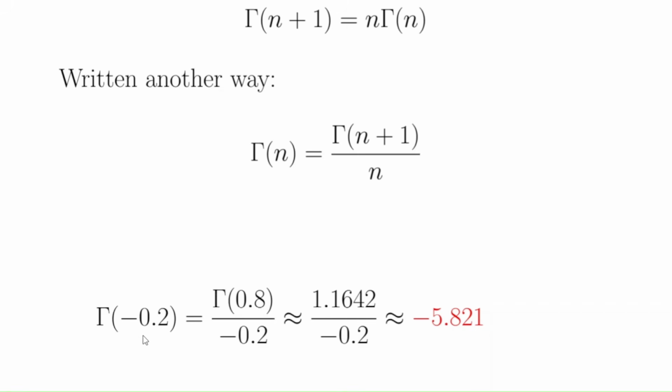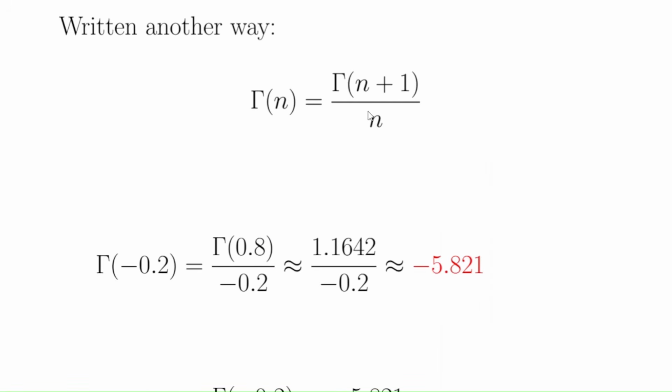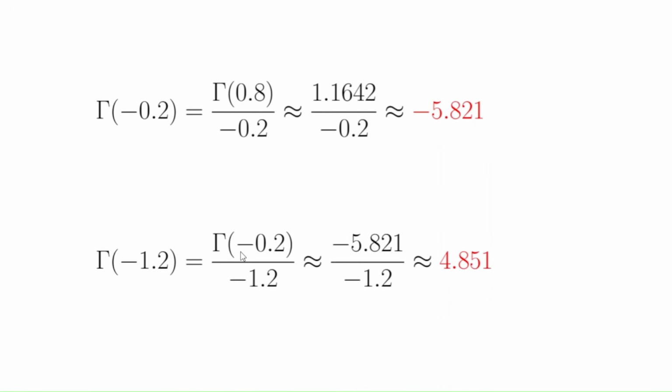Well, what we just did extended the definition of gamma to the numbers between -1 and 0. Well, we can now extend the definition of gamma to the numbers between -2 and -1 by working our way backwards again. So for example, if we wanted to figure out gamma of negative 1.2, well, then based on this formula up here, it's going to be gamma of negative 0.2 divided by negative 1.2, and we already just found gamma of negative 0.2. And so we end up coming up with an answer.